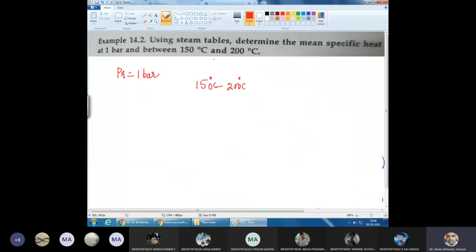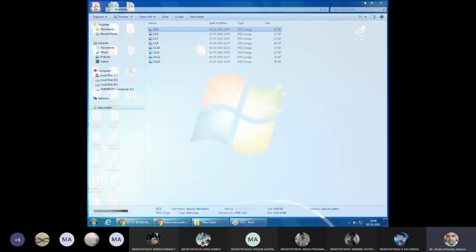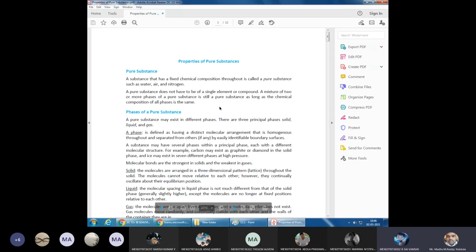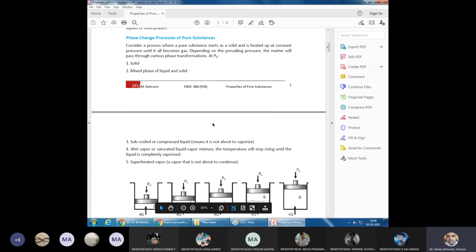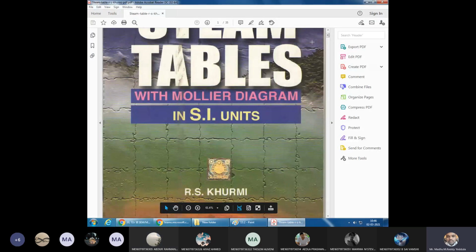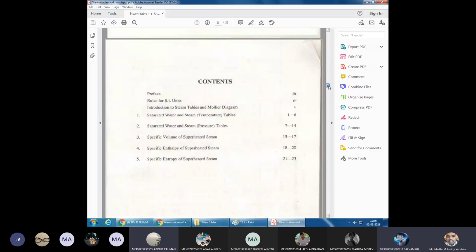Okay. So now, which steam table do you need to open? Please tell me, all of you. Total 5 tables are there in the steam table. Which table will you open? It depends upon the temperature. What is the given temperature? 150 to 200 degrees Celsius. 150 means what quality of the steam? Is it saturated or superheated? Superheated. Now, among these 5 tables.